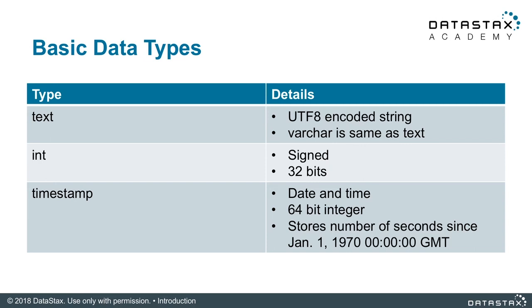If you come from the relational world, you're most likely familiar with varchar. You can use varchar in Cassandra, but Cassandra simply replaces it with the text data type. Cassandra does not have fixed width textual data types such as varchar(50). The Cassandra text data type is unbounded.